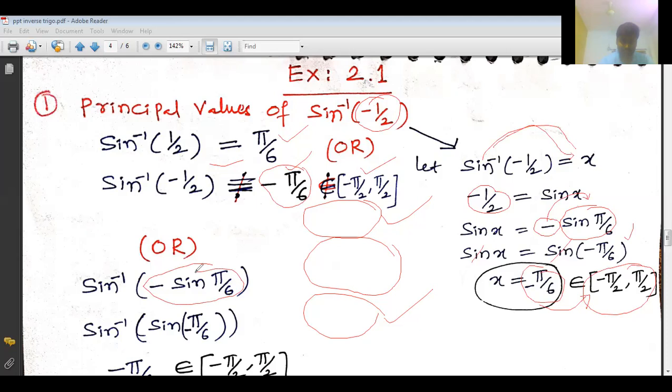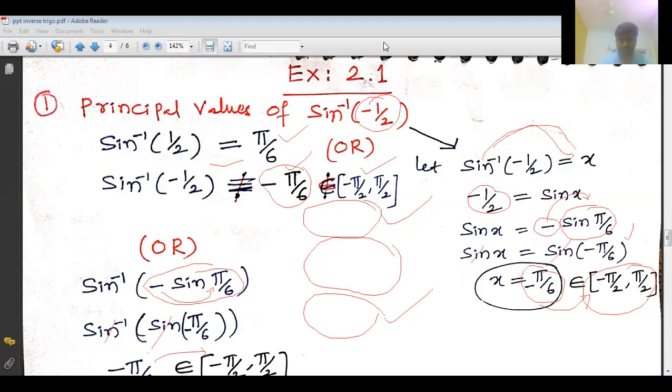Clear? After that, can I cancel sine inverse sine directly? No. First of all, let us take this minus inside. Okay. So sine of minus pi by 6 I can write. So now sine inverse sine get cancelled. Then we'll get minus pi by 6. So minus pi by 6 lies in that interval. Clear? So like that we can solve problems in this first exercise. So solving these problems is very easy.